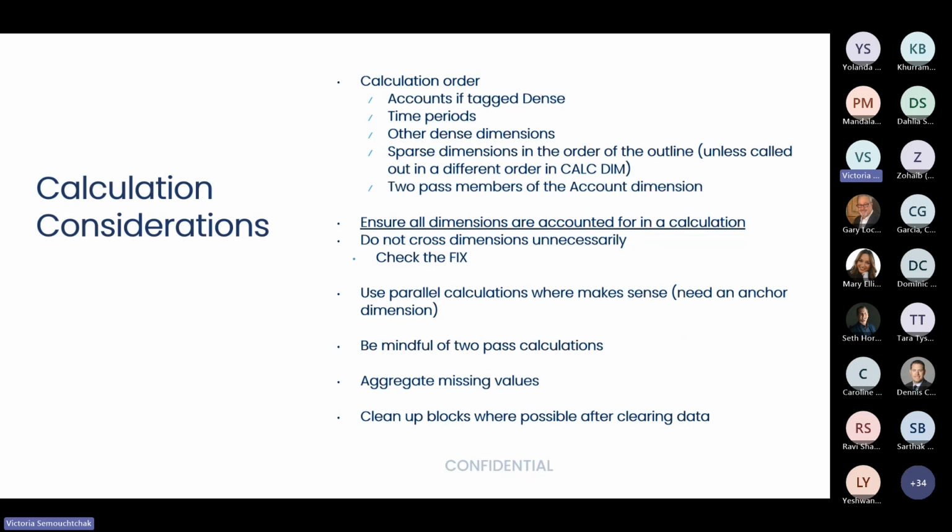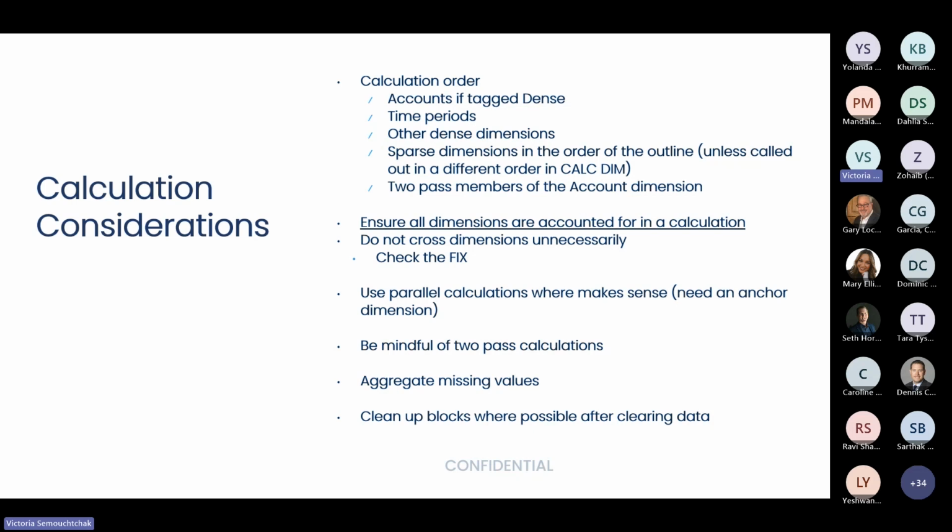But in general, it is accounts, time periods, any other dense dimensions, and then sparse dimensions in the order of the outline. And that is why that hourglass design is important. And finally, the system looks at if you have anything tagged as two pass and comes back to that and recalculates.